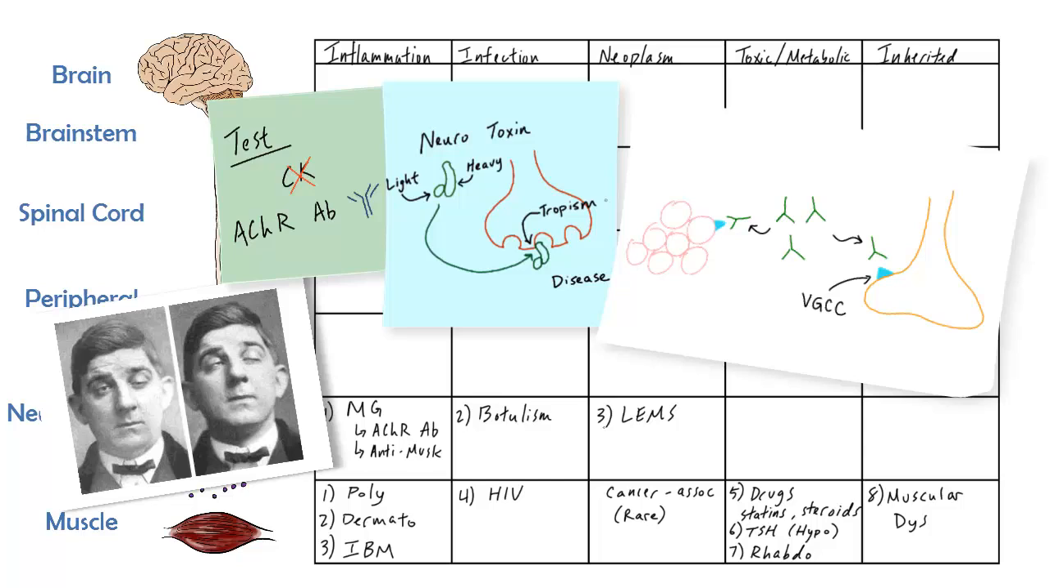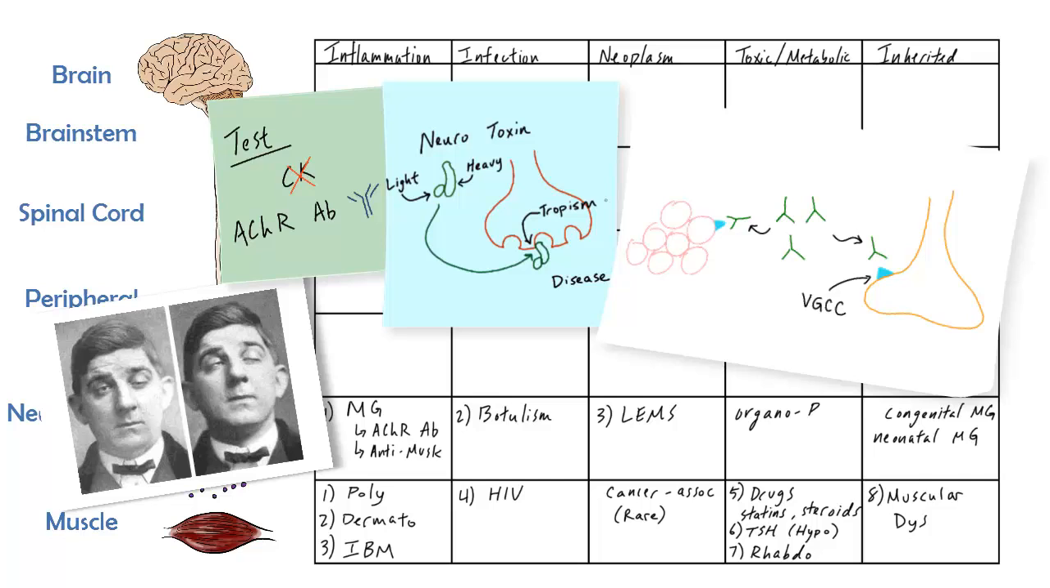Now, in truth, there are some toxic metabolic disorders. Organophosphate poisoning probably would be the prototypical toxin that can result in a junctional process. There's a bunch of congenital myasthenia or myasthenic syndromes. There's neonatal myasthenia. So there are some inherited conditions, but those are exceedingly rare. And I think the things to remember are myasthenia, botulism, Lambert-Eaton syndrome.